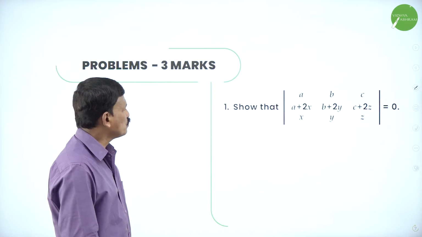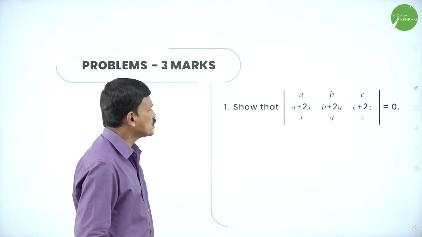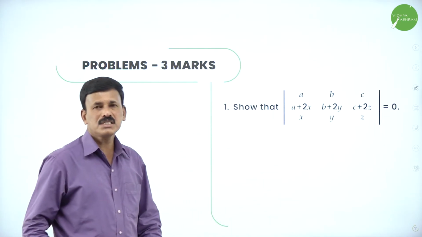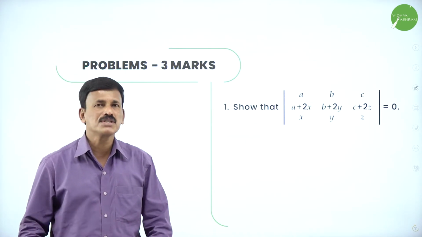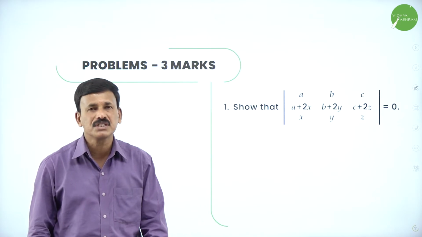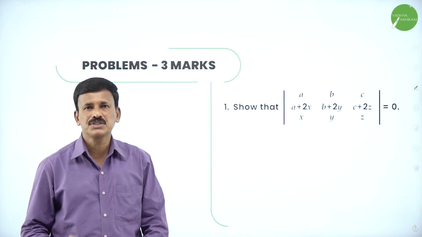So what is to prove? Prove that, or show that, first row A, B, C, second row A plus 2x, B plus 2y, C plus 2z, third row x, y, z is equal to 0. Now the intention of this type of problem is to simplify as much as possible without expanding, we have to prove this. They will ask: without expansion, prove that, show that.